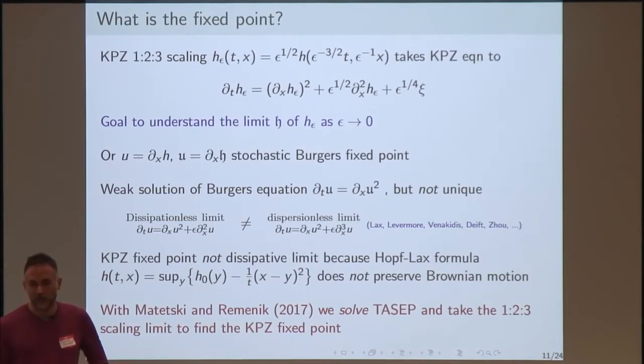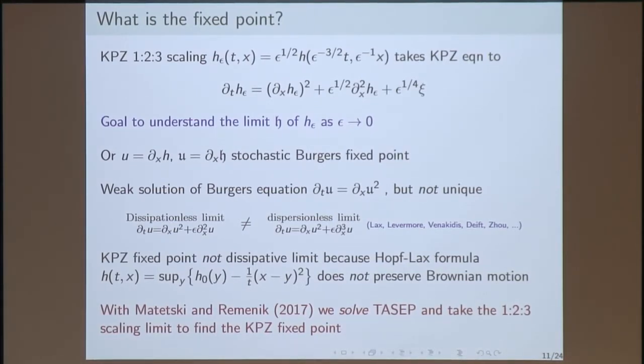There's no stochastic PDE. There's nothing. So the only way it could be done is by actually just solving one of the models and taking a limit. So what we are able to do is we just solve TASEP, and then we take a limit.